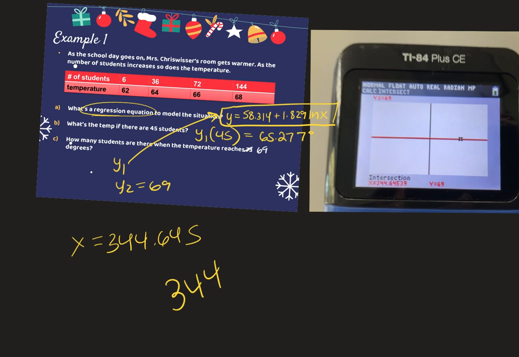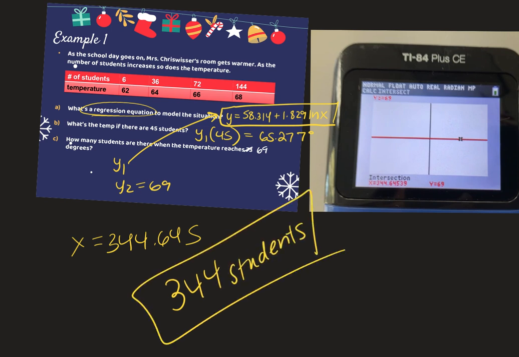So be really careful, students. You have to think about them in terms of real world, right? You can't have 0.645 of a person. Sometimes that much of your brain is here, but of your whole being, no.